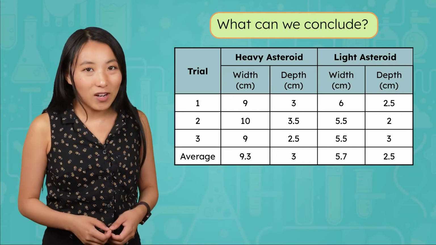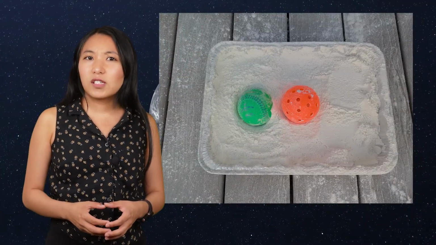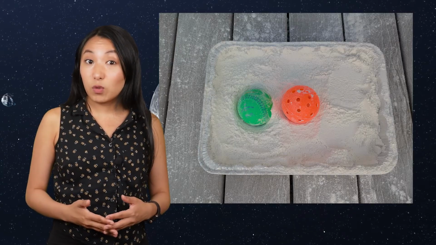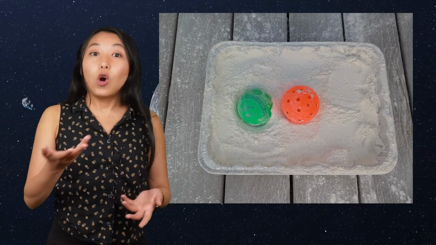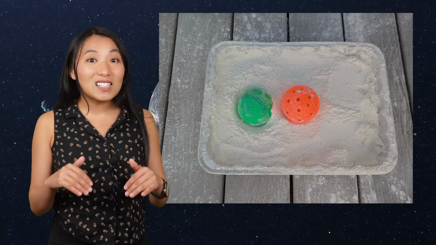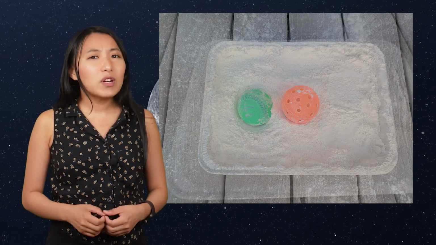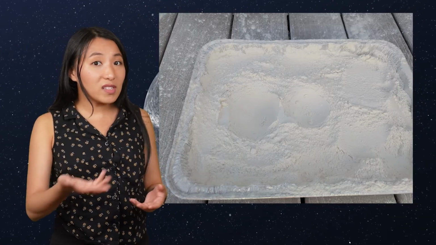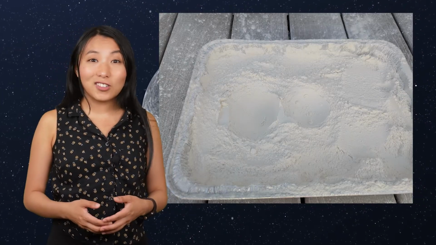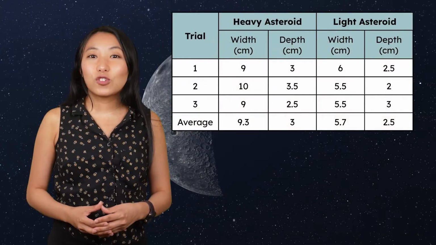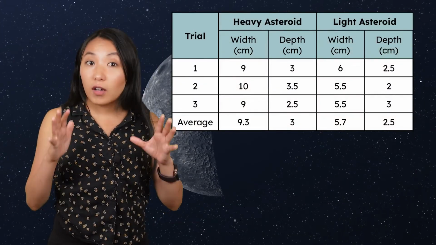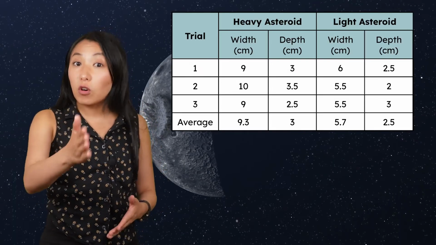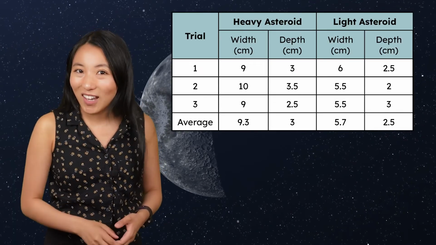This probably didn't surprise you. But what about the differences in crater size between the 2 asteroids? Did you expect the difference between them to be more extreme? Or maybe you thought it would make less difference than it did. And what about the differences in the crater width versus the crater depth? Did one seem more affected by the mass than the other? The sample results showed that the crater width was strongly affected by mass, while the depth didn't change as much. But your results may have been different, and that's okay.